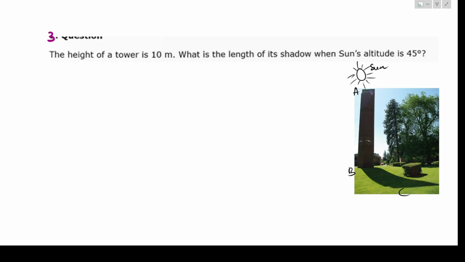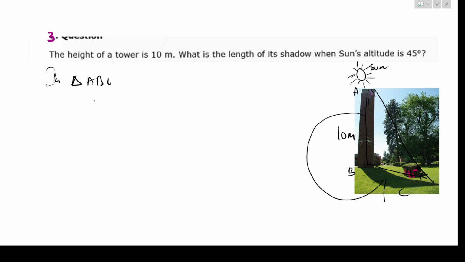Let us take BC as the shadow of this tower and the sun rays are making 45 degrees with the ground. Here it forms a right angle triangle in which the side AB is the height of the tower, which is given as 10 meters, and they are asking us to find out side BC, which is nothing but the shadow length, and theta is given as 45 degrees. In order to find the shadow length, we will take the side which we know and the one which we want to find out.